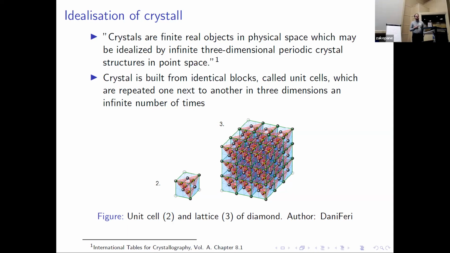Such idealized crystals are built from identical blocks called unit cells, which are repeated one next to another in three-dimensional space an infinite number of times and form the lattice. These idealized crystals have translational symmetry. And here we have a small example: a unit cell of a diamond and a fragment of a diamond's lattice.